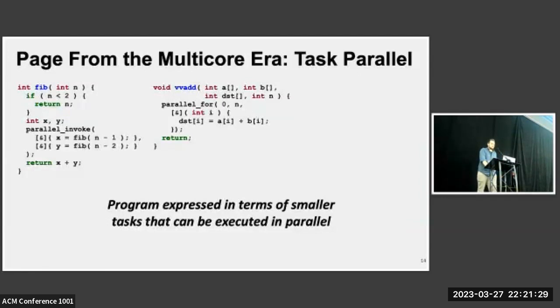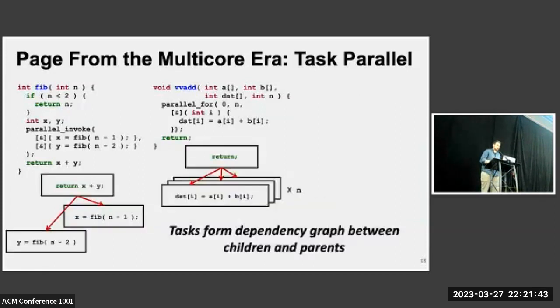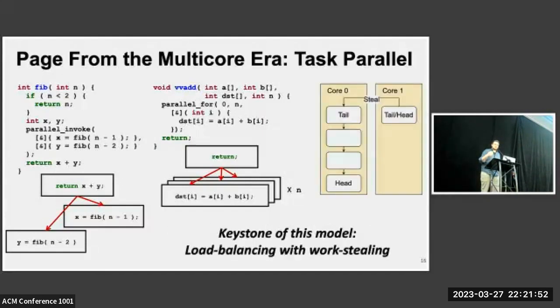So to tackle this problem in this work, we decided to take a page from the multicore world in the form of the task parallel runtime environment. In this environment, programs are expressed in terms of smaller tasks that can be executed in parallel. As the program executes, new tasks are spawned and a dependency graph is formed between children and parents. And a key part of this programming model is the load balancing engine, which comes in the form of work stealing.